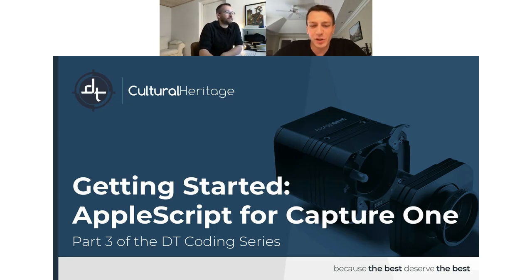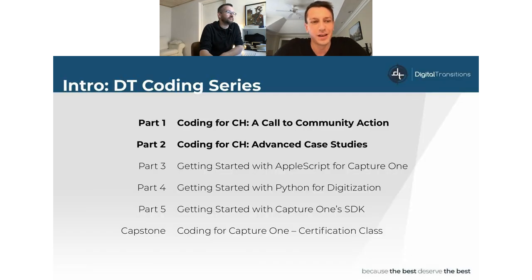Ladies and gentlemen, welcome to part 3 of the DT Coding series. This is Getting Started, AppleScript for Capture One. In parts 1 and 2 of the series, we discussed what coding is, what problems it does and does not solve. And then in part 2, we discussed how Pixel DT's service bureau is using coding to streamline and automate their post-processing, including barcode recognition, file naming, derivative generation, OCR, QC, and all that jazz. You can watch those 2 webinars for free on our website.